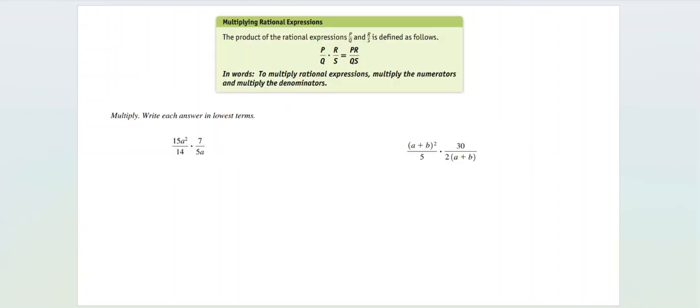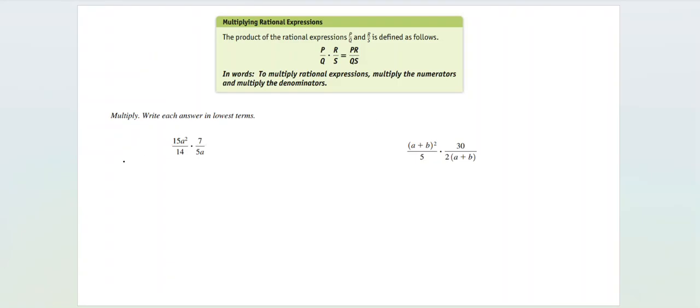The next that I want to explain is the multiplication of rational expressions. So they say that the product of the rational expressions P over Q and R over S is defined as follows. P over Q times R over S is equal to PR over QS. In other words, to multiply rational expressions, you multiply the numerators and you multiply the denominators. Of course, you must always write your final expression in lowest terms, right?